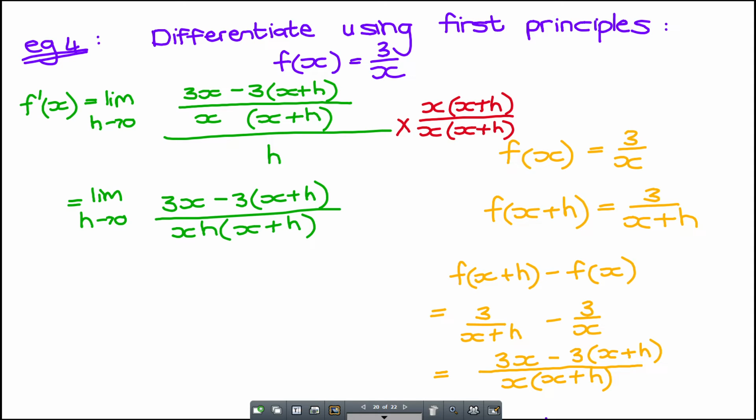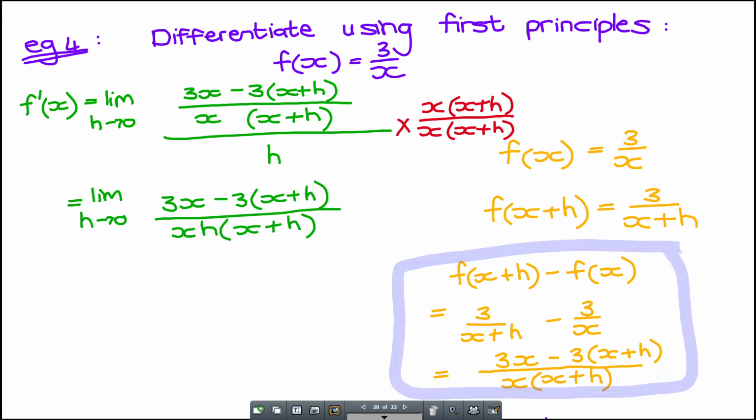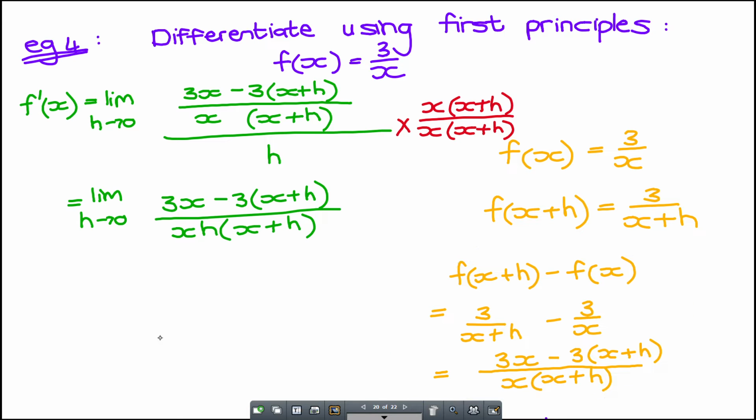Okay. Gaan nog gou terug. Have a look at this part. Kyk gou daar. Nee? I took f(x + h) minus f(x). Nee? No, because denominators aren't the same.